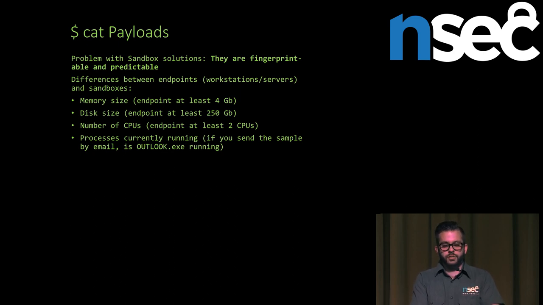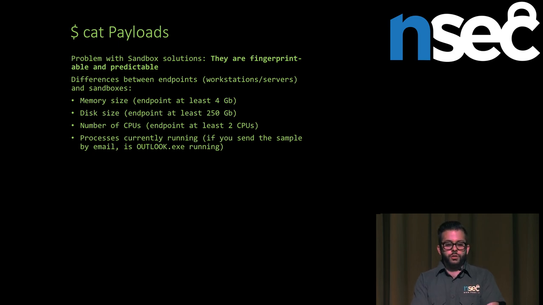Same with the disk size. If you have less than 250 gigs of disk size, you're probably not a legitimate computer. You're just a sandbox. Again, there are some sandboxes that have fake disk information, but there are other ways to look at that. You can also look at the hooks that they've created. Number of CPUs, same thing. I don't even know if it's possible to buy a single CPU anymore. Probably not. You're probably going to have at least 2 cores. So that's another thing that you can check. I'm assuming even 4 is probably good in 2018.